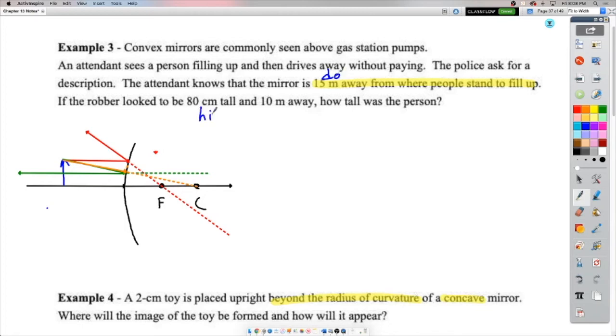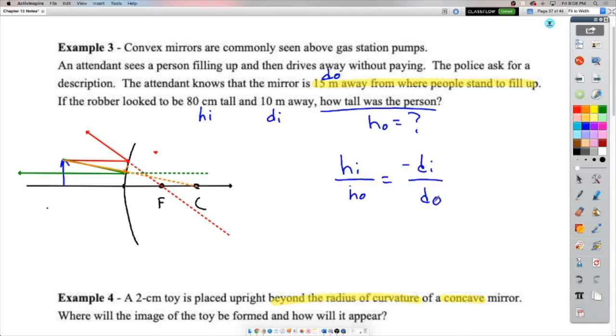And 10 meters away, so they appeared to be 10 meters away, that's DI. How tall was the person? So we're looking for how tall was the person, so HO is what we need. If you look on your data sheet, we've got a DO, a DI, an HI, and an HO. You'll notice that we have the equation. Well, we have M equals HI over HO equals negative DI over DO, right?